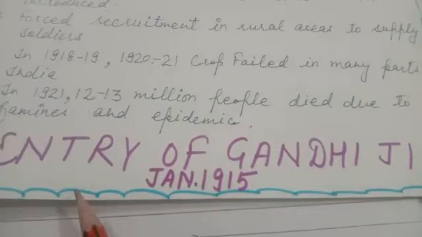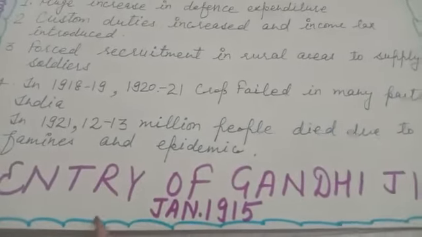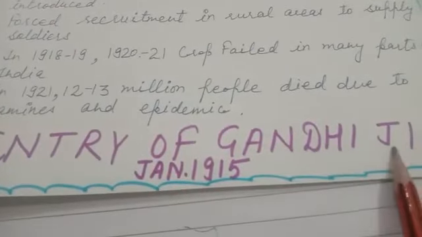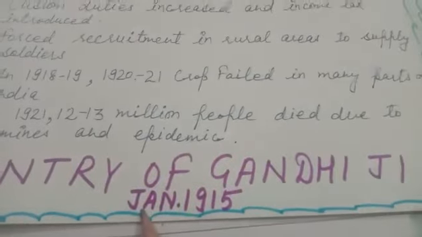And then what happened? In my previous video, I told you the most important incident of the national movement of India, that was the entry of Gandhiji, and this year was 1915 and the month was January.